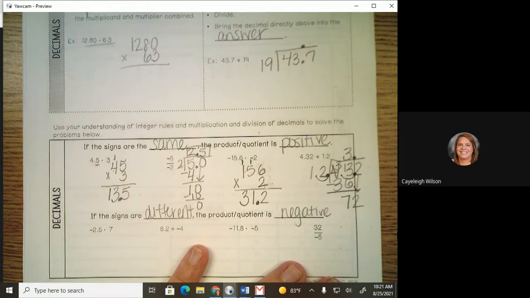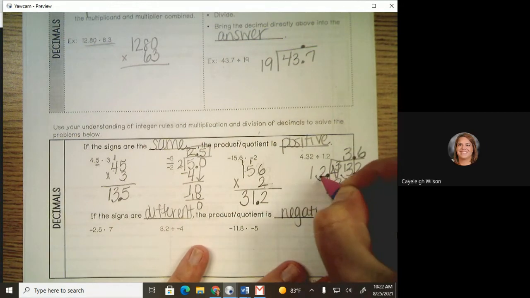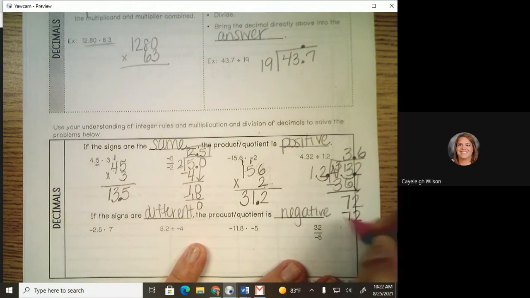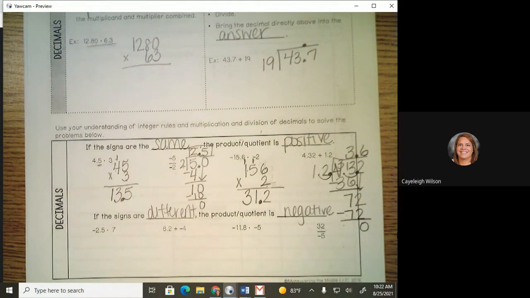Does anybody know how many times 12 goes into 72? 6 times. Yeah, 6 times. 6 times 12 is 72. And I get 0. So 3.6.